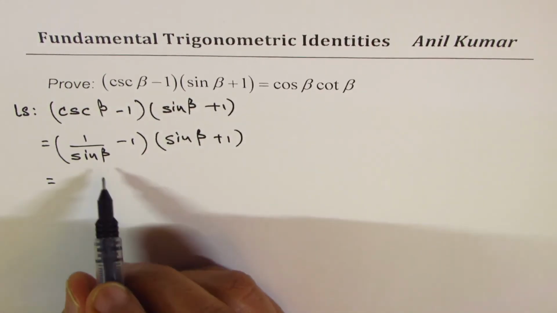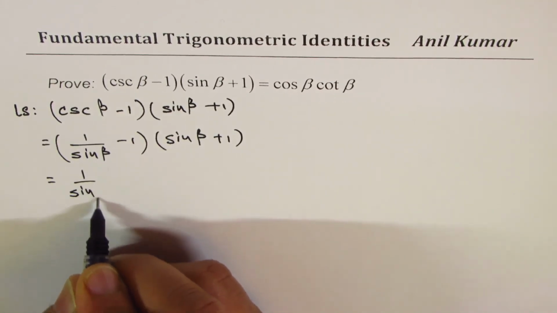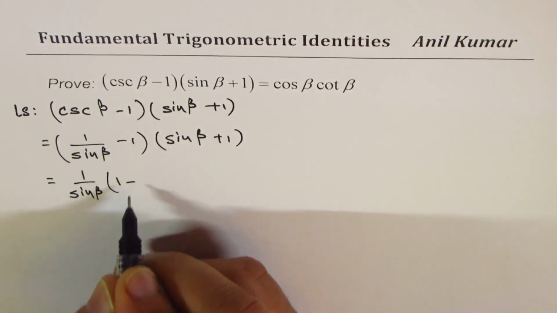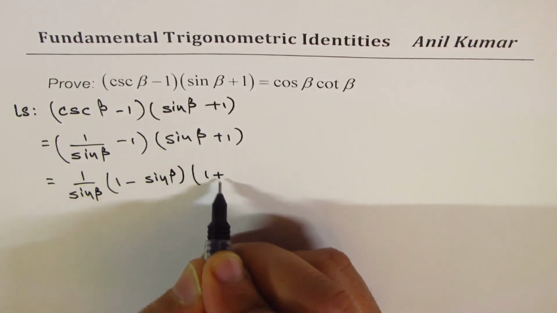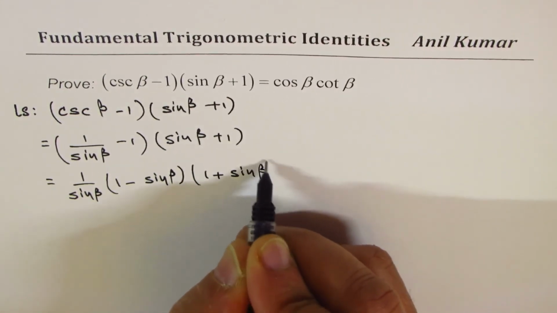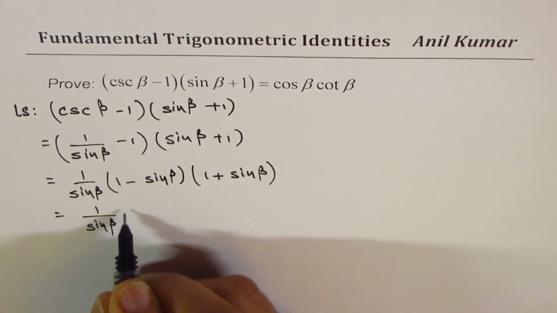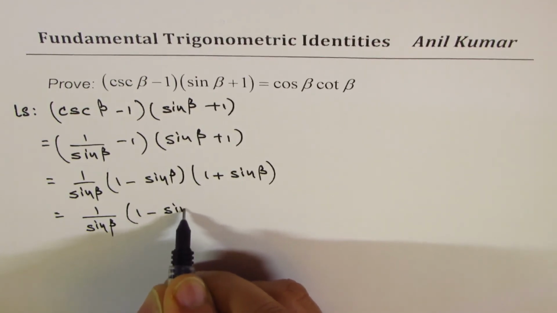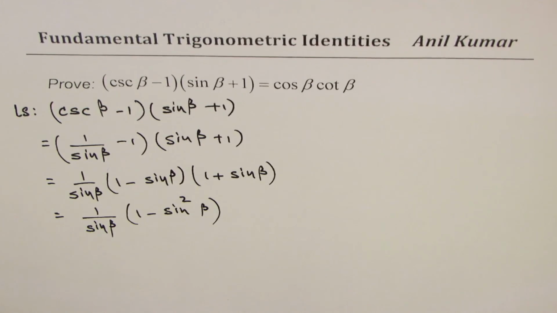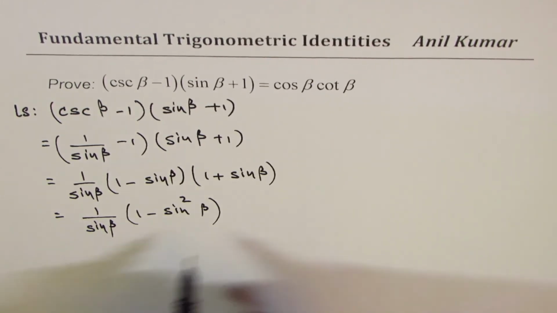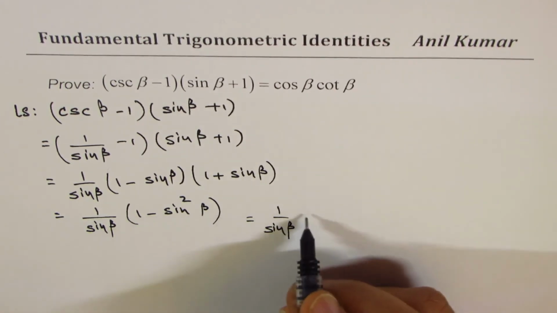Now if I take 1 over sine beta common, then what do I get? I get 1 minus sine beta. Here I could write this as 1 plus sine beta, correct? Addition is commutative. So we get 1 over sine beta equals to 1 minus sine square beta, right? And what is 1 minus sine square beta? 1 minus sine square beta could be written as, let me write here, cos square beta.